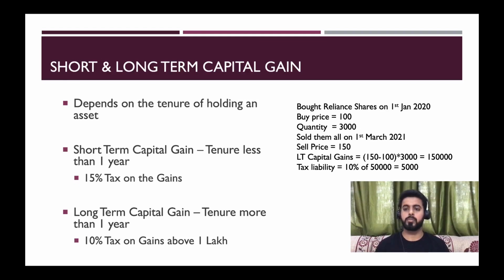So that is the period of 1 year and 3 months, which is more than 1 year. So it will be classified as long-term capital gain and the capital gains will be 1,50,000. But the tax liability will only be on the gains above 1 lakh, which is 50,000. So the tax liability will be 10% of 50,000, which is 5,000.